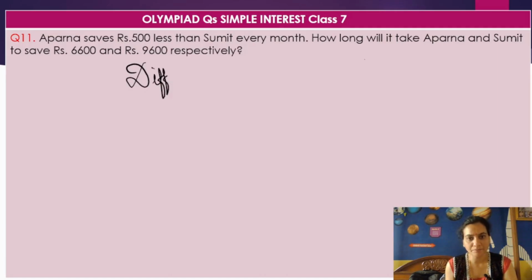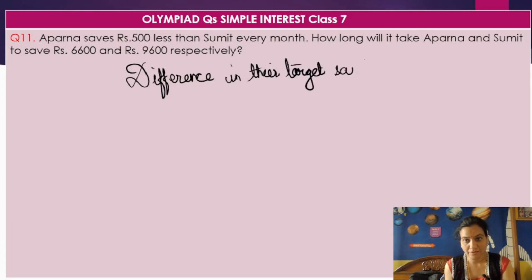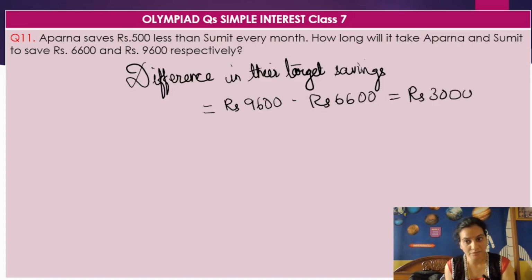It's simple arithmetic. The difference in their savings, the difference in their target savings, let me write target savings is equal to rupees 9,600 minus rupees 6,600. So that is equal to rupees 3,000, right?